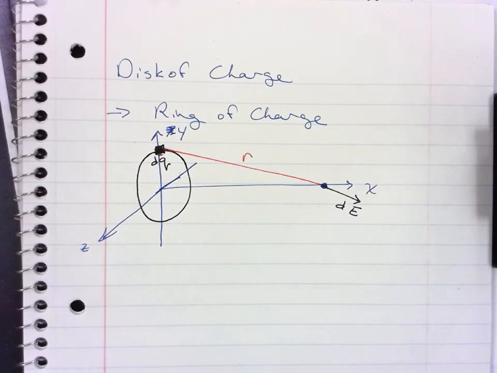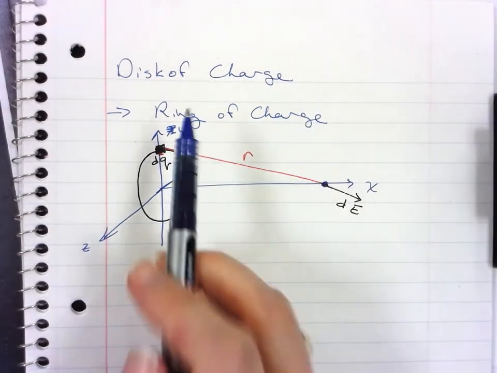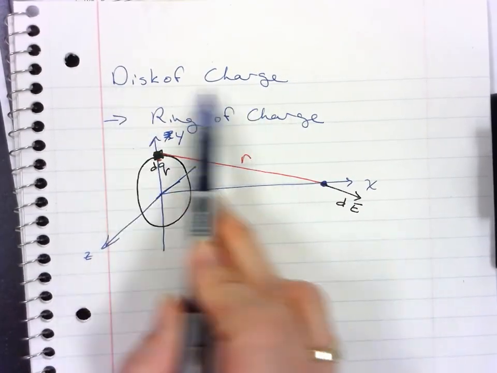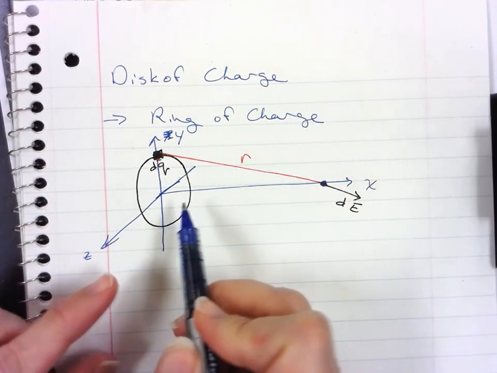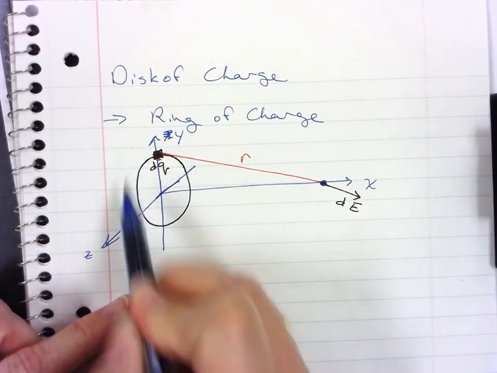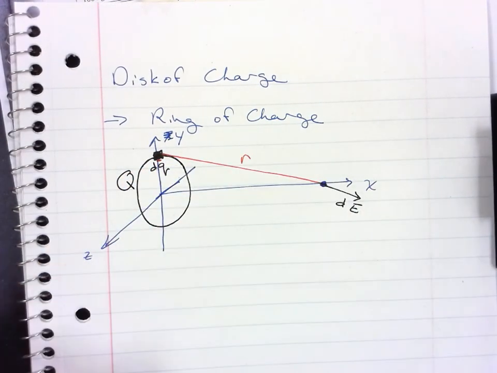So now we'll do the other calculus fill in the blank from the first video. Remember, our goal is to find the electric field from a disk of charge, which we eventually turn into an infinite plane. To do that, we're going to start with a ring of charge. This is an empty ring, just a circle, and it has total charge Q.